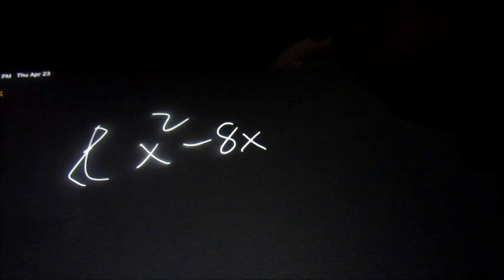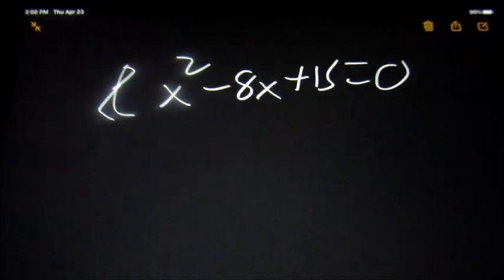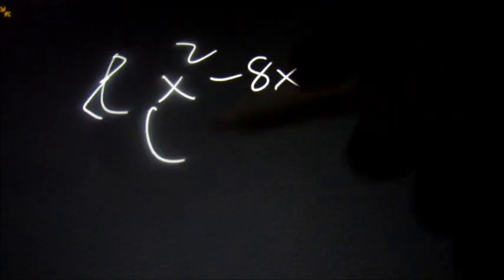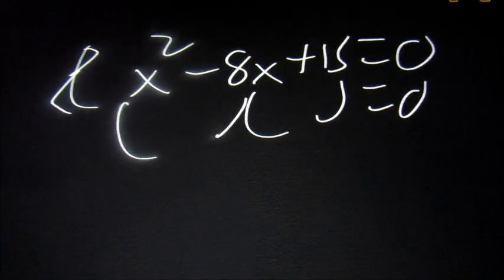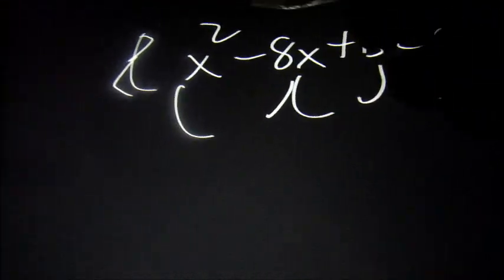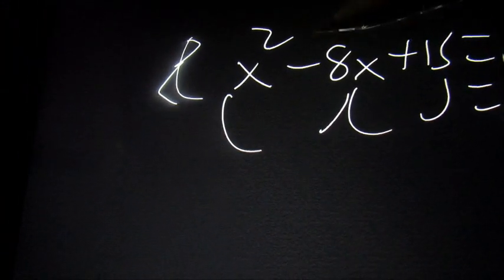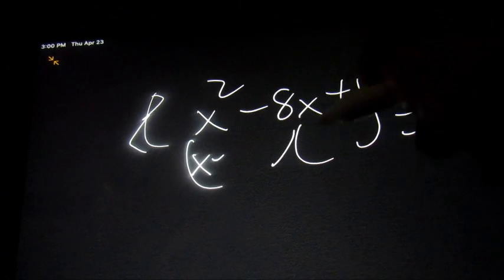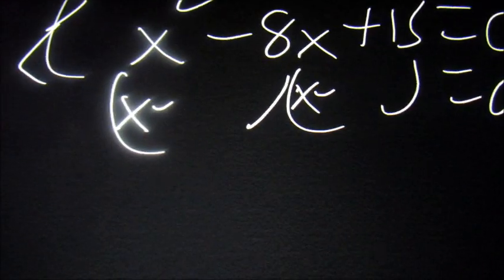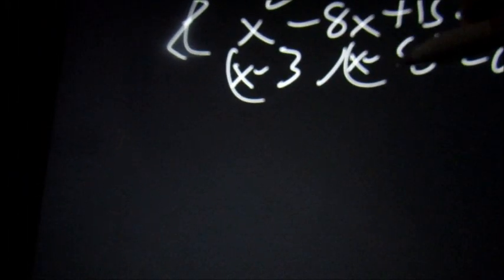So let's say that we have x squared minus 8x plus 15 equals 0. What we need to do is factor this first. The factors of 15 that exist are 1 times 15 and 3 times 5. Because it's a plus 15 here, they're both going to be the same sign as the middle, which is a minus. So we're going to have an x minus, and our factors have to add up to 8, and that's going to be 3 and 5. So we're going to put a 3 and a 5.